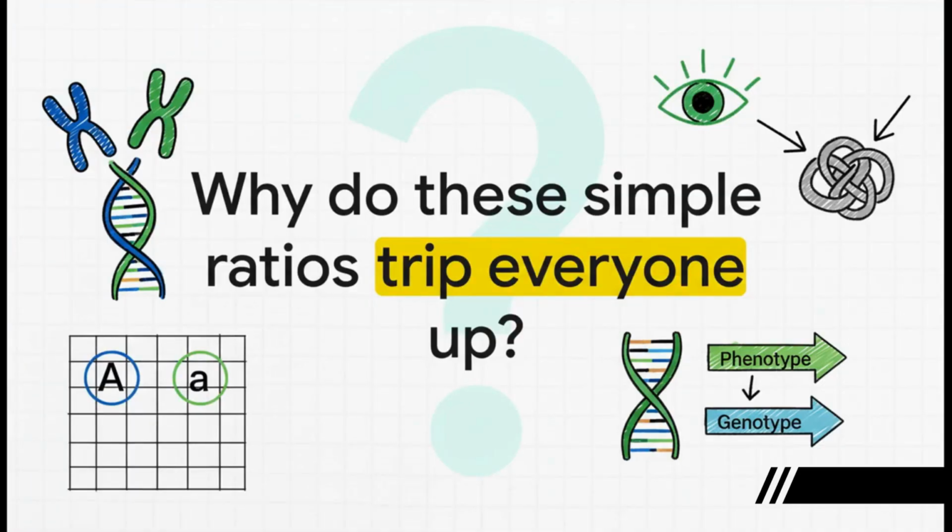So, what is the big trap here? Where does everyone get stuck? Honestly, it all boils down to one simple point of confusion. The difference between what you can physically see in an organism versus what's actually written in its hidden genetic code. This is the exact hurdle where most students stumble, and today we're going to clear it once and for all.